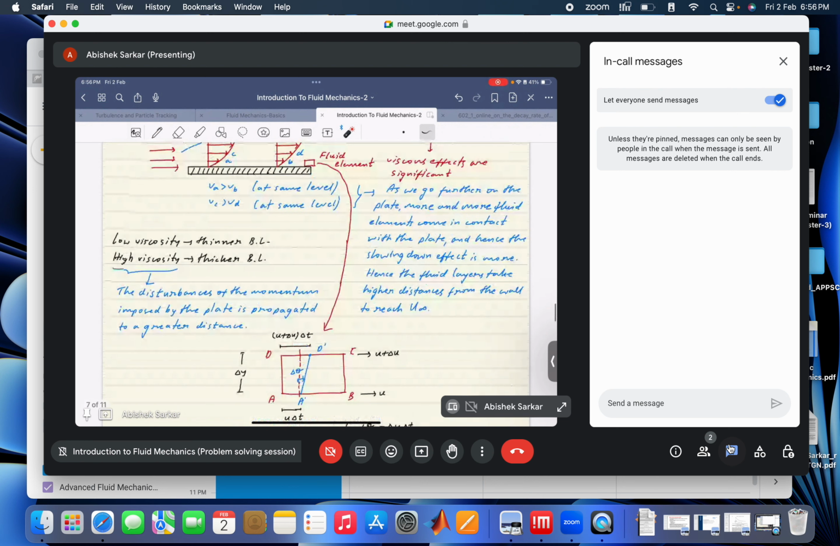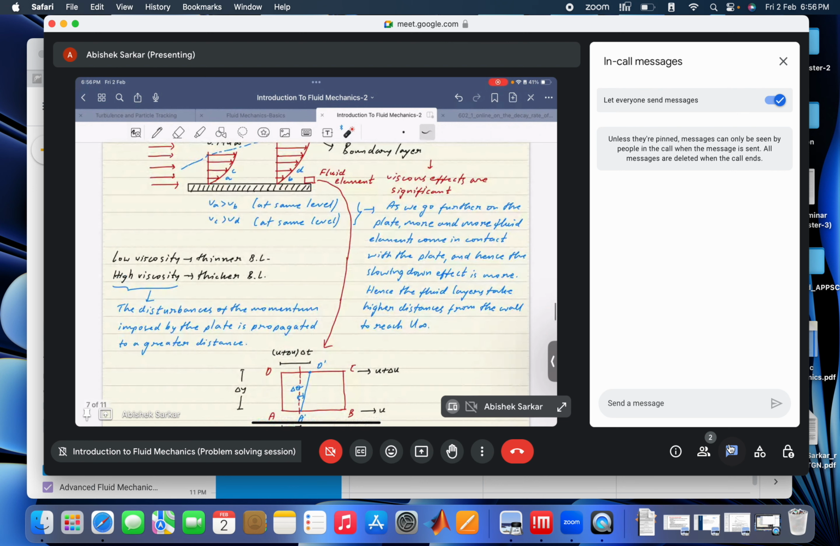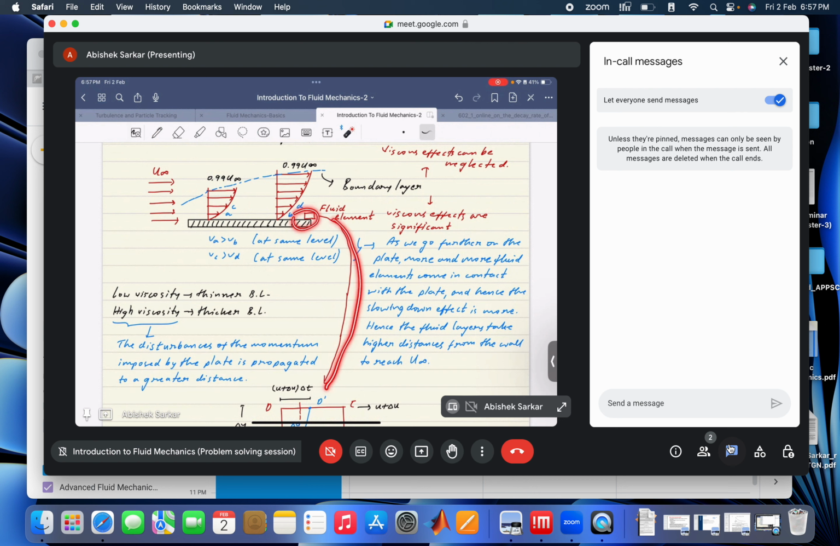Okay then, say in this boundary layer, at the surface of the wall itself, if we consider a fluid element, just zoom in on it and then we will discuss it here.